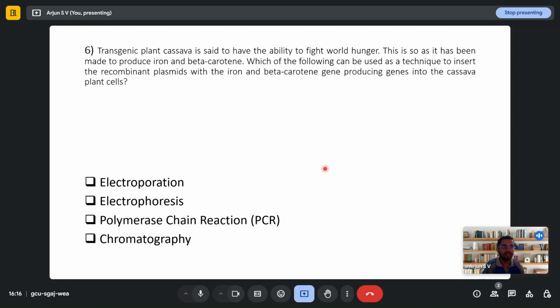So look at the options here: electroporation, electrophoresis, polymerase chain reaction, and chromatography. Chromatography is used for isolation. It has no use in insertion. Polymerase chain reaction is used in amplification, but unless you insert, you can't amplify. Electrophoresis has the same principle as chromatography, but it is just used for purification. So the only correct option here is electroporation, which uses an electrical field to disturb the membrane so that your insertion can happen.